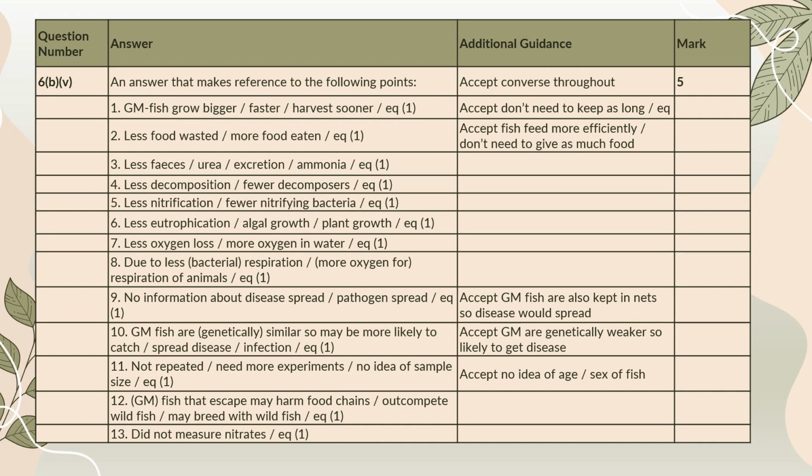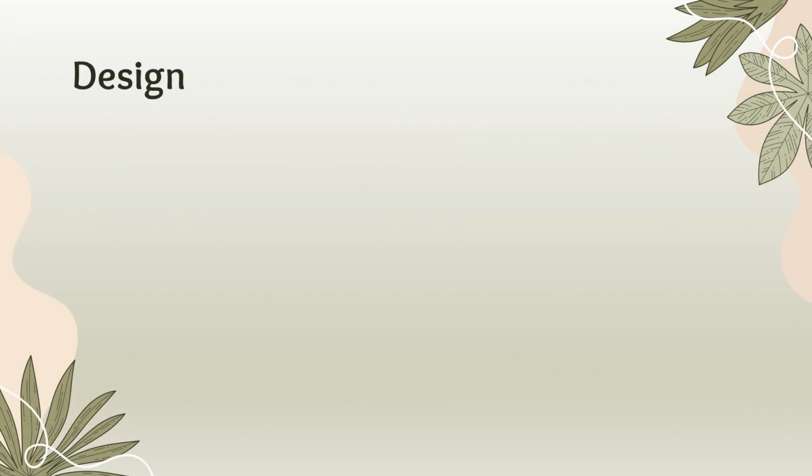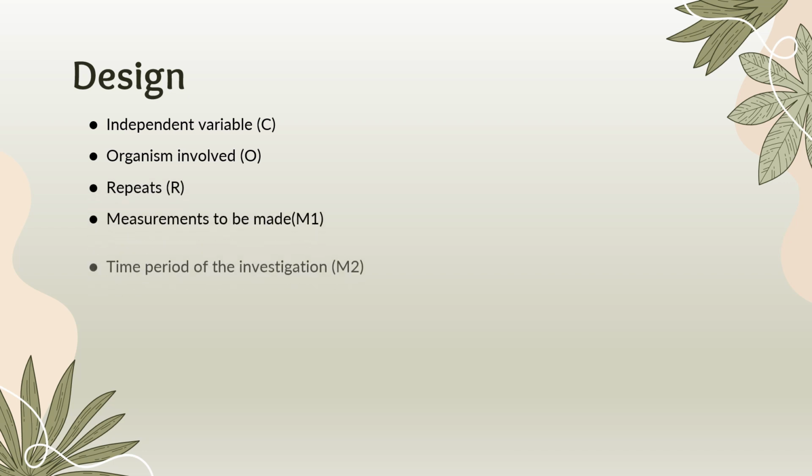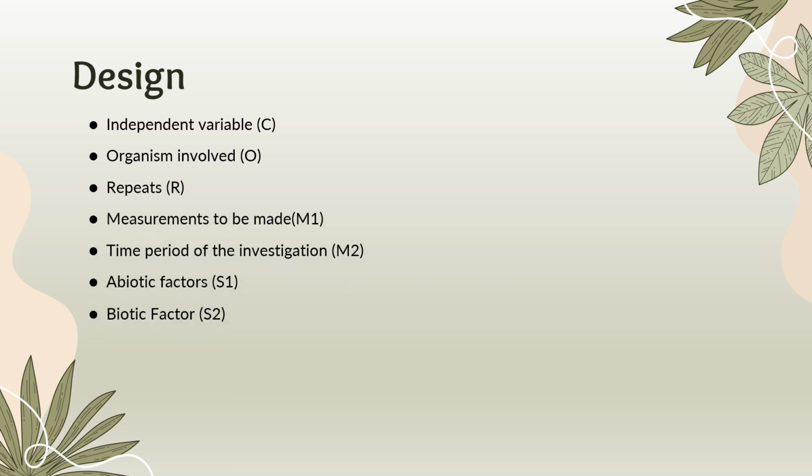Moving on to the common word design. You probably know the format by now from the book or other resources. For designing an experiment, you will always follow the same format that is COMS. Here, the C means change, which is the independent variable. That is what will change. For example, concentration of oxygen. O is the organism involved and the control variables of it. For example, species or age of a plant. R is the number of repeats which can be repeated 5 times or 10 times for reliability.